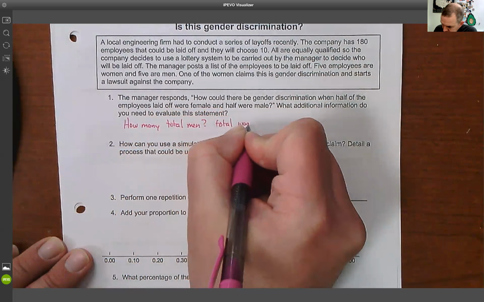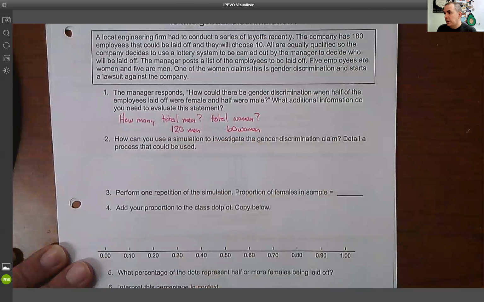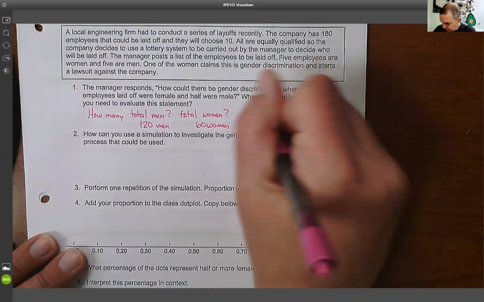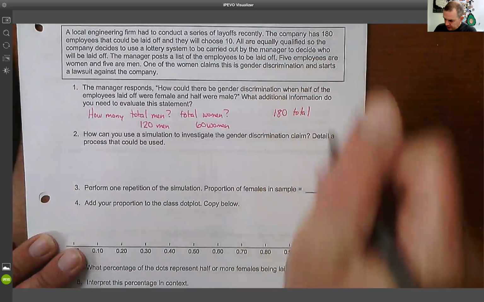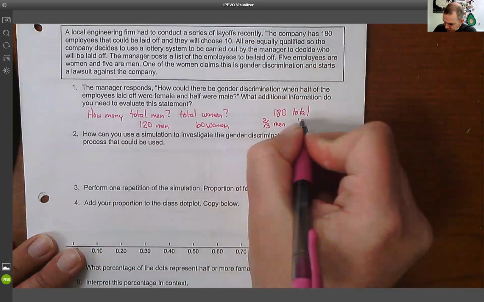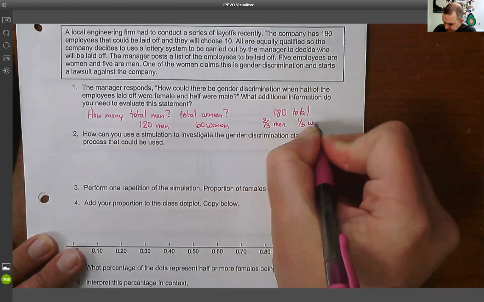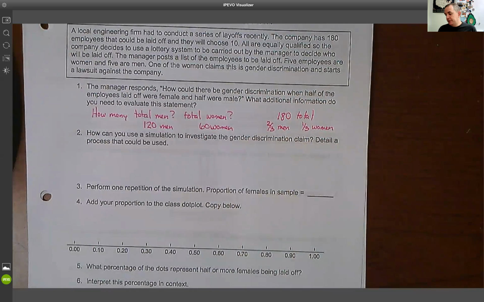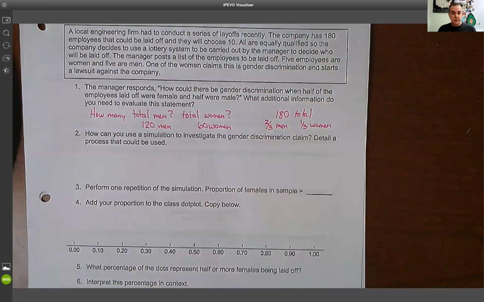Okay, so what I told you in class is we find out that there are 120 men and 60 women. So if you think about that, that means there are 180 total people, and 2/3 are men, 1/3 are women. So now, do we think there's gender discrimination here? Is it likely that we would have 50-50 when there are twice as many men as women?